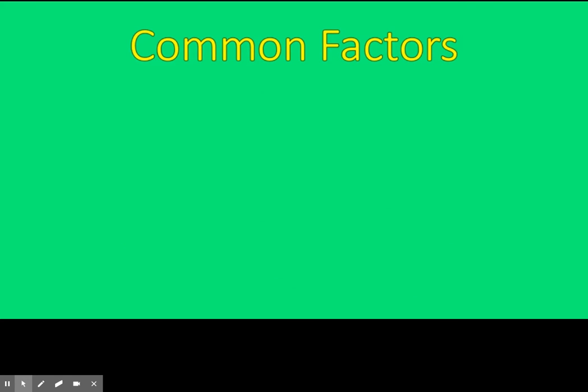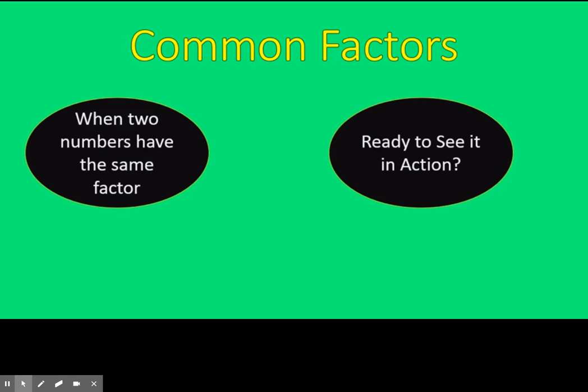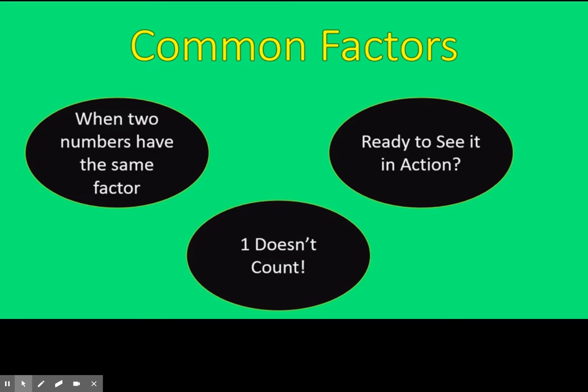So now let's switch gears a little bit and talk about common factors. Common factors are when two numbers have the same factor. That's it. Ready to see it in action? Oh, hold on. There is one exception to this. 1 doesn't count. 1 is a factor of everything.